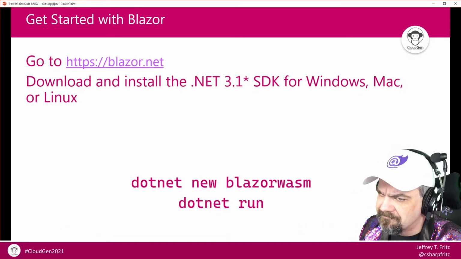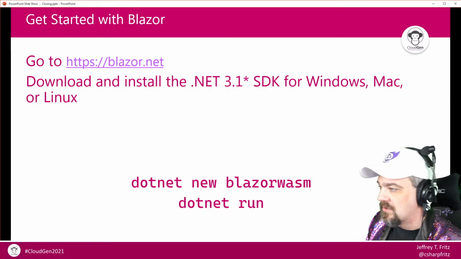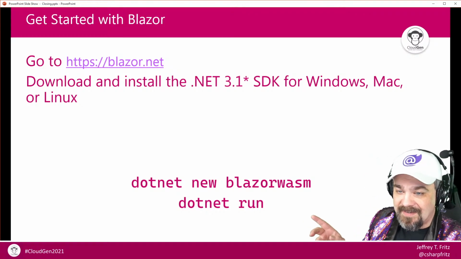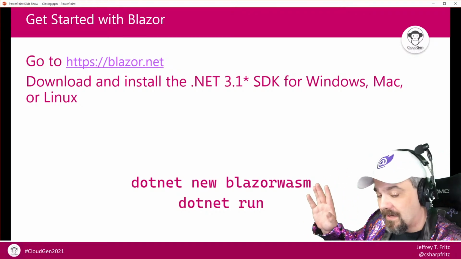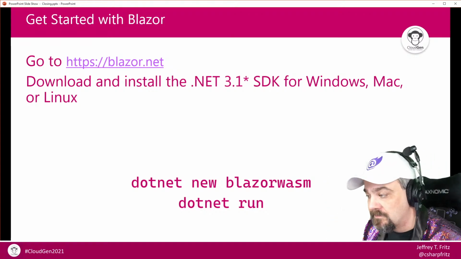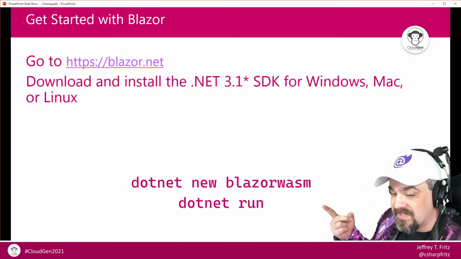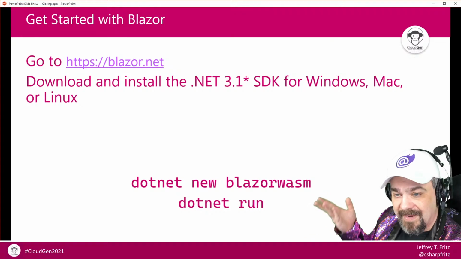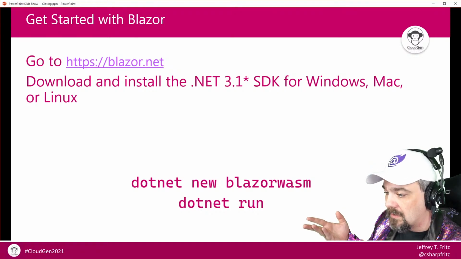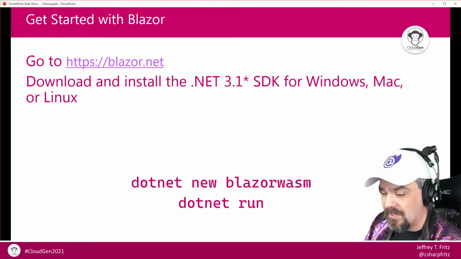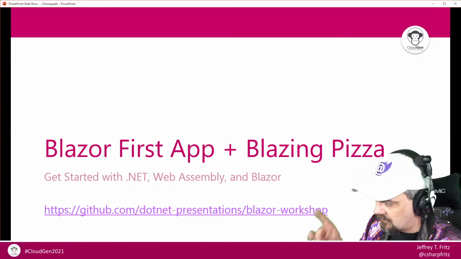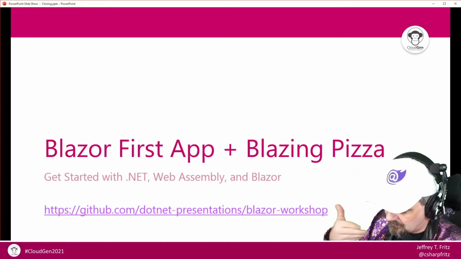Very good stuff. So you can get started with Blazor. It's real easy. Go to blazor.net and you can download the .NET 3.1 SDK for Windows, Mac, or Linux. Or later, you can download the .NET 5 SDK as well. And you can start a new Blazor WebAssembly application with these two commands at the command line: dotnet new blazorwasm and dotnet run. And you're going to get a nice little templated application that you can interact with. So let's do that. Let's start the first application. Let's see what that looks like.